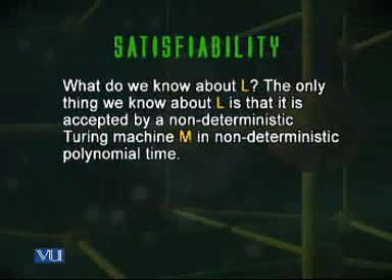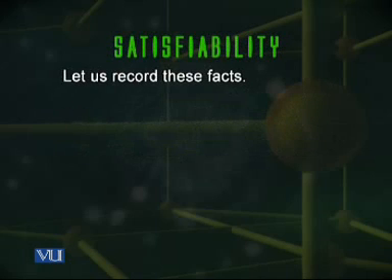However, now we have a language which is in NP, and all we know is that this language belongs to the class NP. So we do not know whether this is a problem from graph theory or logic or some other kind of subject. All we know is that this language belongs to NP. Well, now what we will do is we'll spell out what it means for a language to belong to NP. So let's spell that out. The only thing we know about L is that it is accepted by a non-deterministic Turing machine M in non-deterministic polynomial time. So let us record these facts.